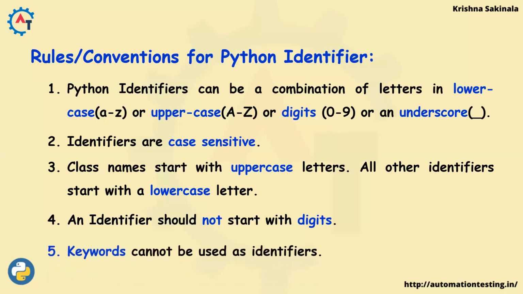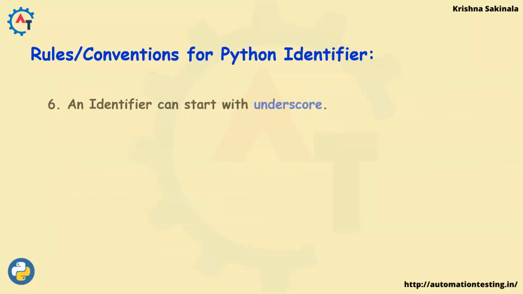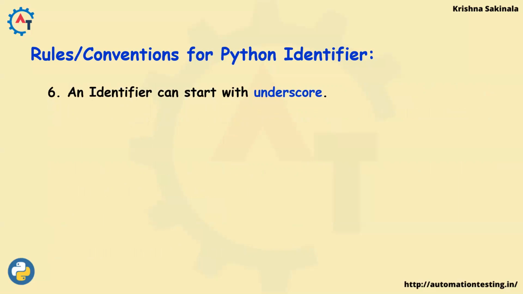Keywords cannot be used as identifiers. What is a keyword? Some predefined words specially reserved for Python are called keywords. We will see in a separate video what a keyword is, how many keywords there are, and the purpose of these things. But if something is reserved for Python, that reserved word you cannot use for an identifier. The next point, an identifier can start with an underscore. It cannot start with a digit, but it can start with an underscore.